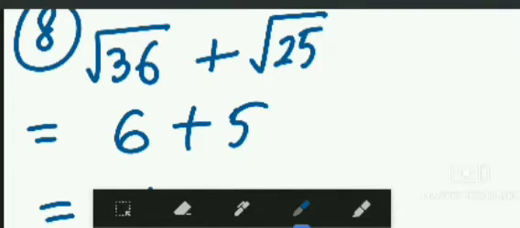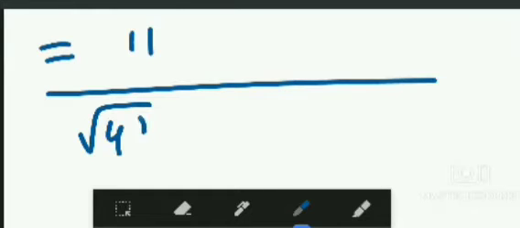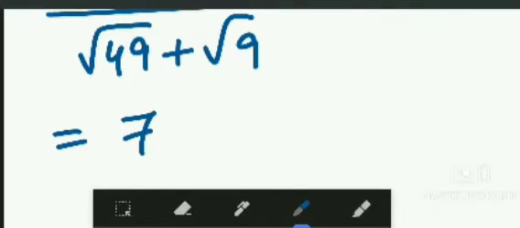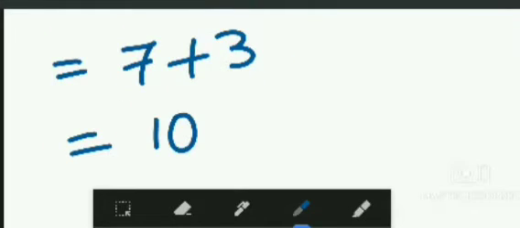Okay, so after getting this, now find root 49 plus root 9. The square root of 49 is 7 and the square root of 9 is 3. So you will get 10.